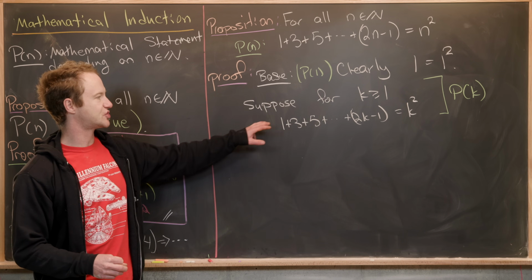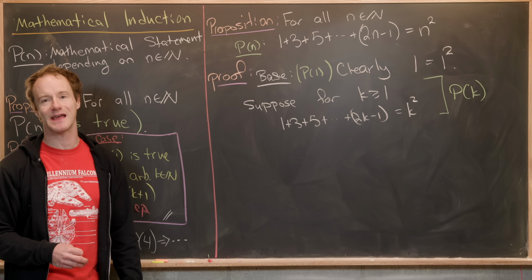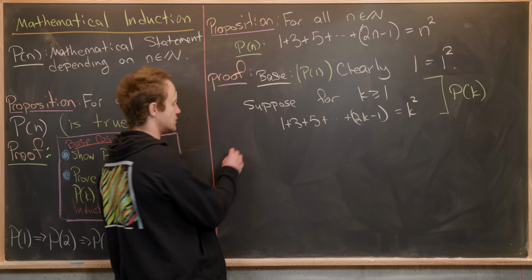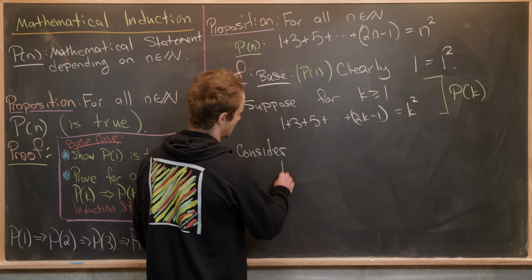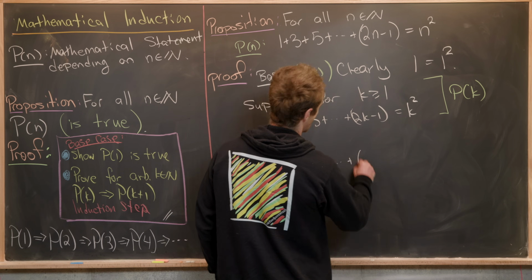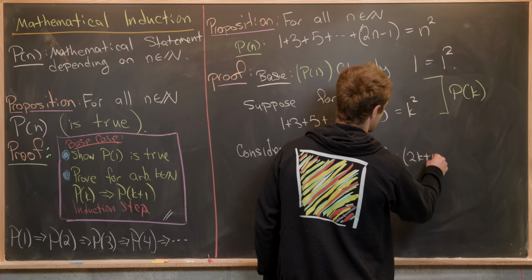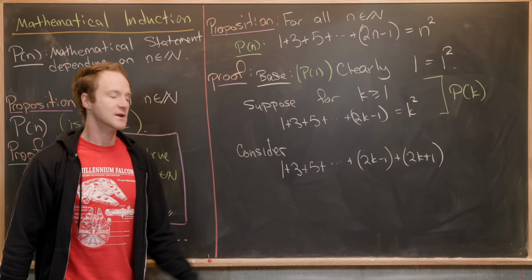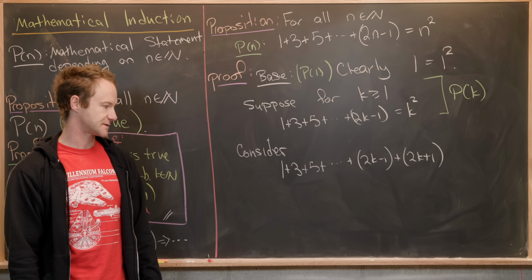Next, what we'll do is show that, okay, so now we're ready to make the calculation to show that P(k+1) is true. So generally, I like to use the word "consider." And so we're going to consider the object 1 + 3 + 5 + all the way up to 2k - 1 + 2k + 1. So notice that's the sum of the first k+1 odd numbers.